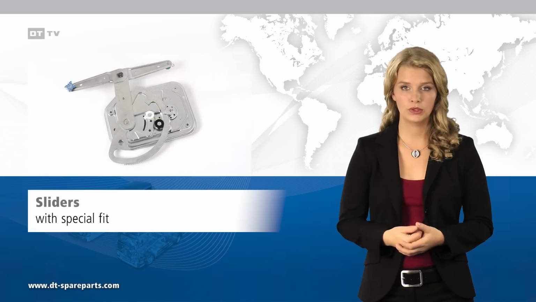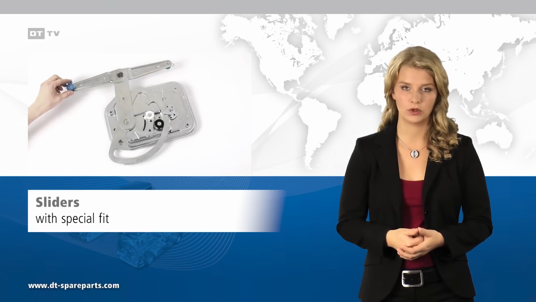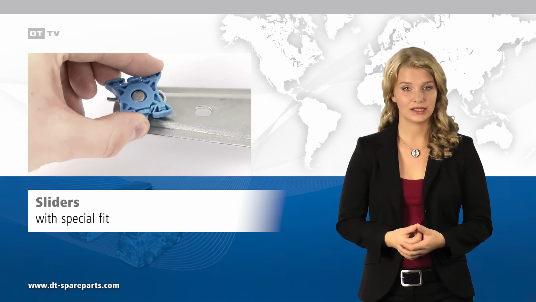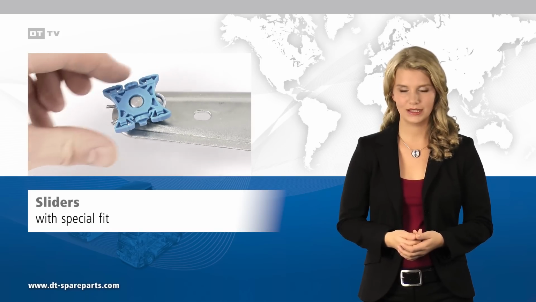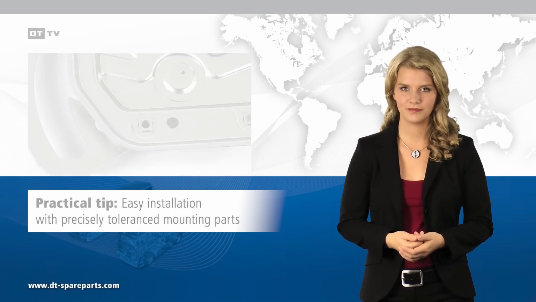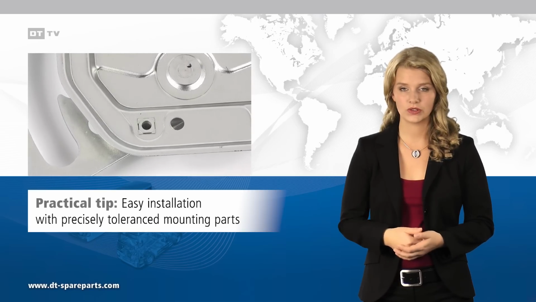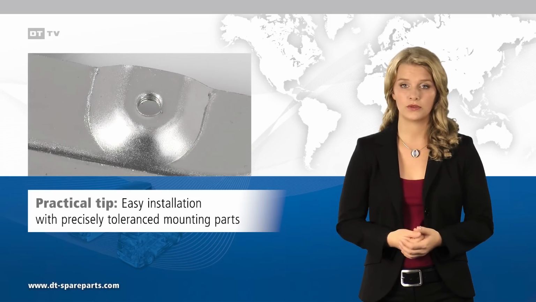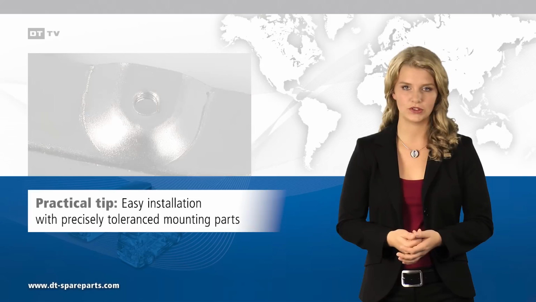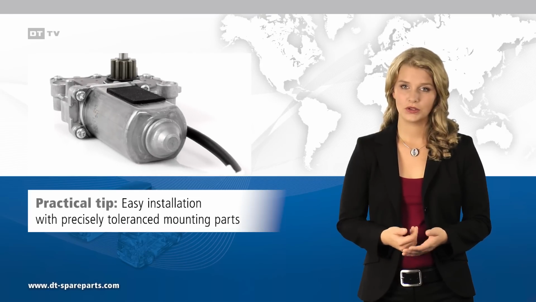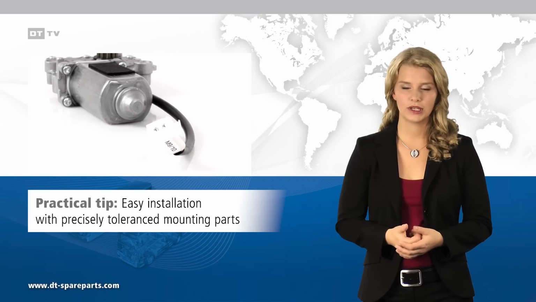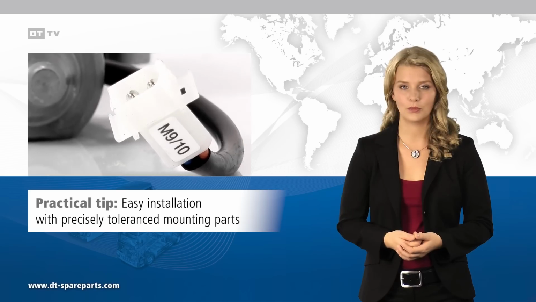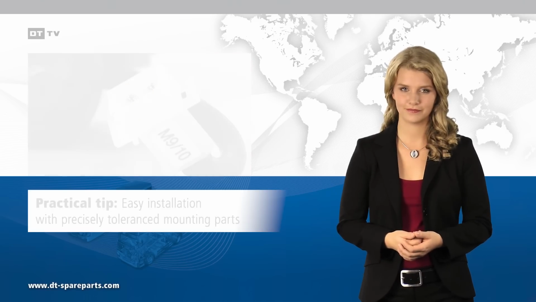The sliders of the DT Spare Parts brand have a special fit. This ensures a firm seating while, at the same time, the ball socket can move freely on the ball head. The precisely pressed attachment points, which are in part equipped with a screw thread for problem-free screw fitting, ensure easy assembly. With window regulators of the DT Spare Parts brand, polarity reversal is excluded due to the secure plug connections, which are tested for perfect fit.